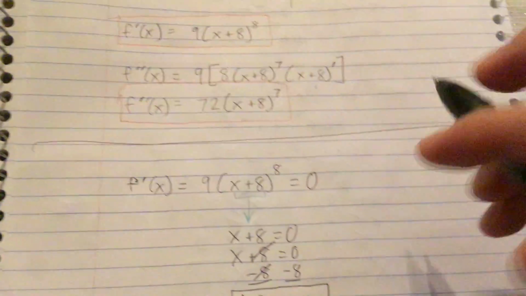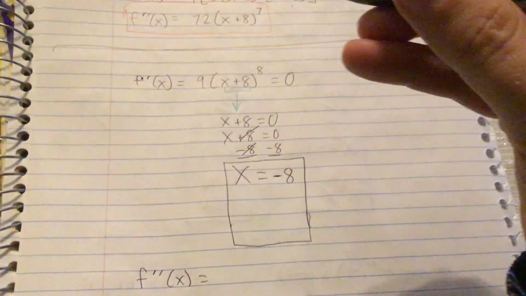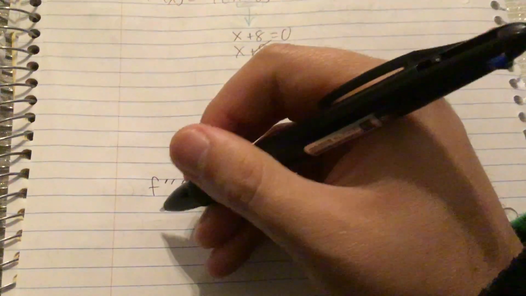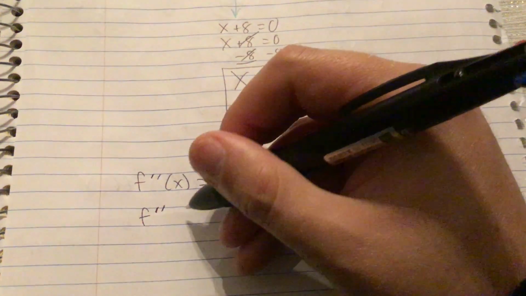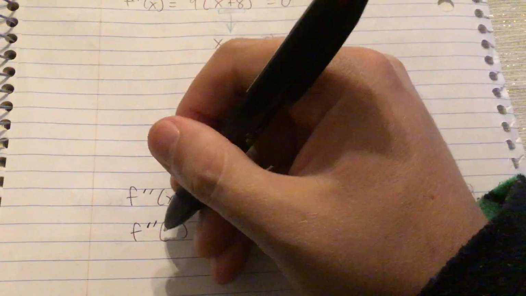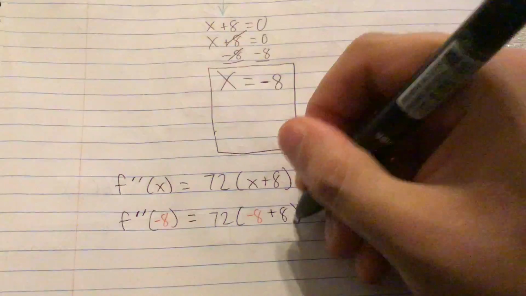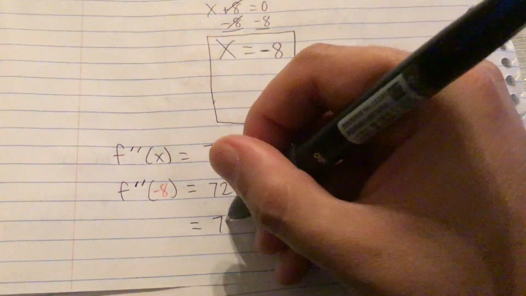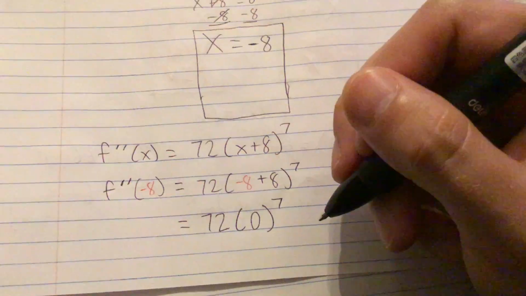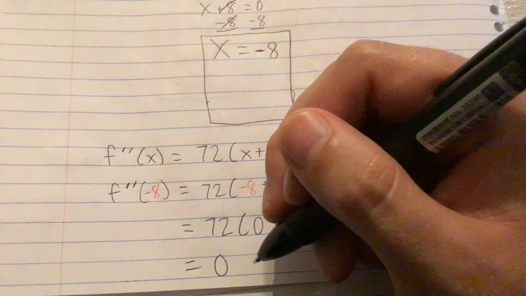And then I'm going to use my second derivative, f double prime of x is equal to 72 (x plus 8) quantity to the 7th power, where specifically I'm going to plug in my critical point x value, -8. So f double prime of -8 is 72 times (-8 plus 8) quantity to the 7th power. Well, -8 plus 8 is 0. Oh, well, that can't be good. 0 to the 7th is 0, times 72 is 0. Huh. Go back to your notes.